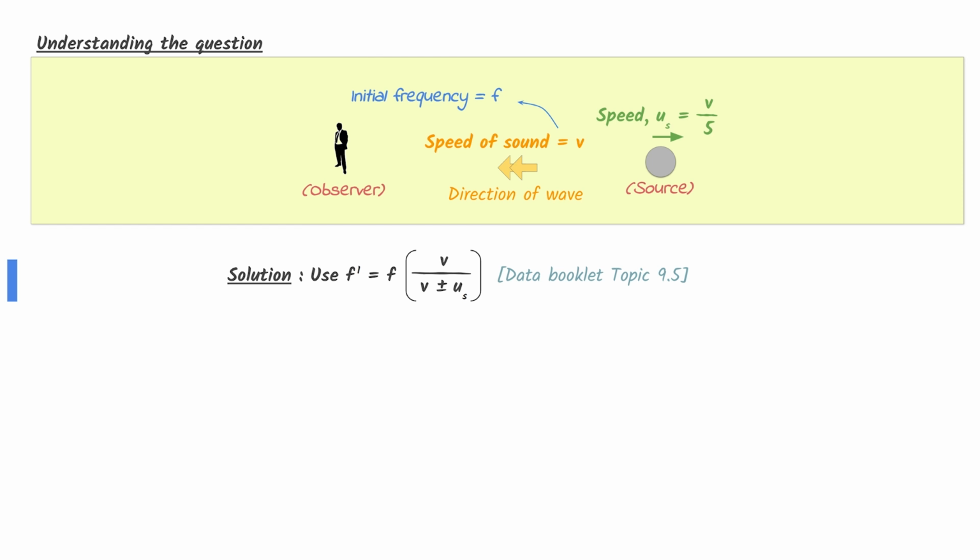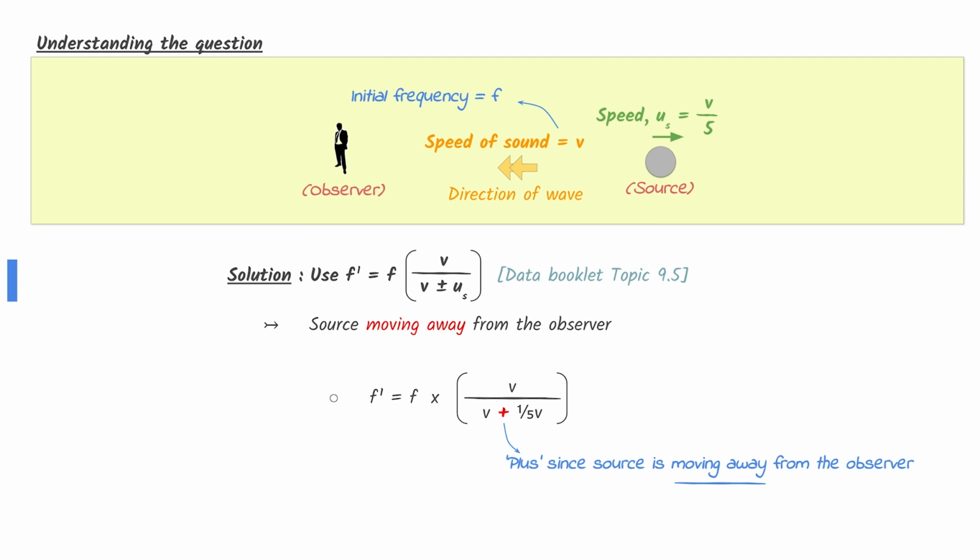The source moves away from a stationary observer. Here is the equation given in the data booklet for a moving source and stationary observer. Since the source is moving away from the observer, we need to use plus in the denominator. Substitute the speed of the source and simplify to find your answer.